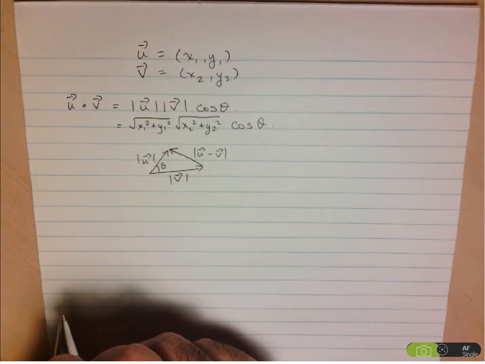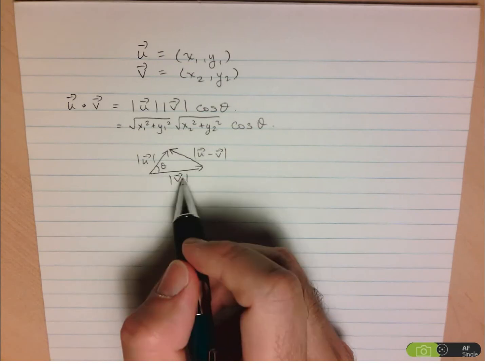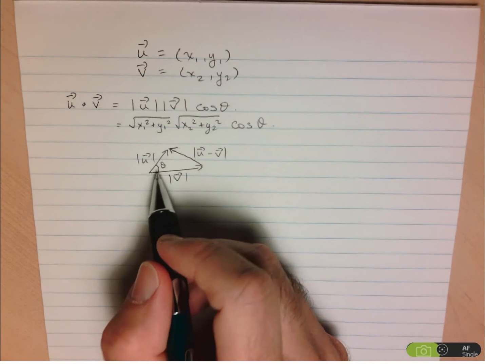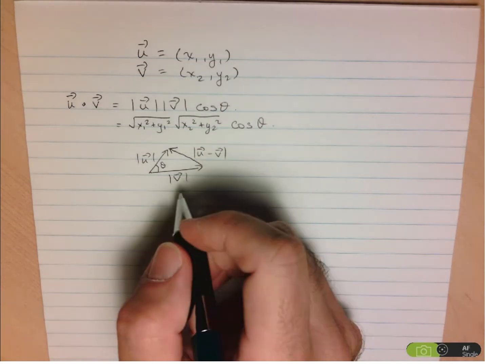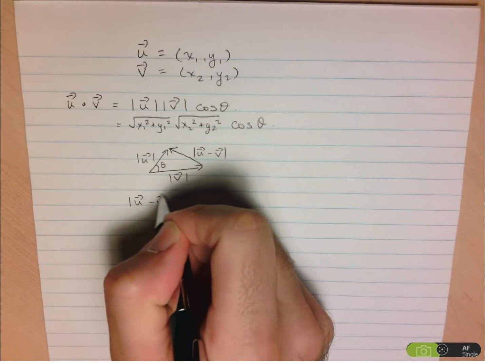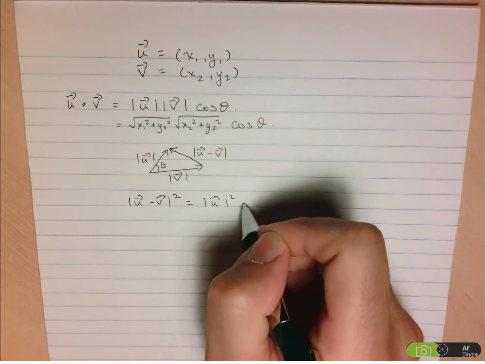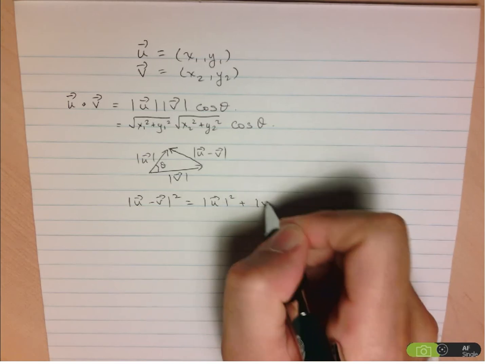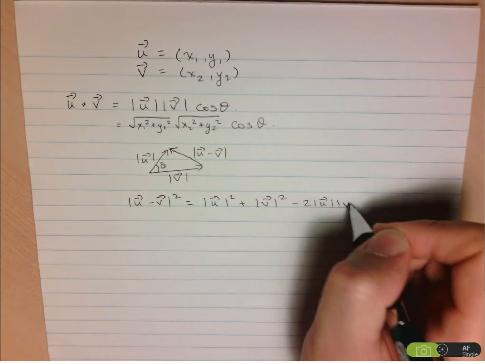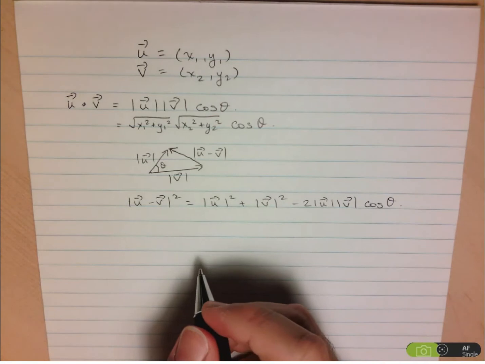Okay, so here we've got information about the three sides of the triangle, and we want information about that angle. So here we're going to use the cosine law. So let's recall the cosine law. It's just the side opposite to the angle squared equals the sum of the squares of the two other sides, minus 2 times magnitude of u, magnitude of v, cosine of theta. Okay, so let's isolate cosine of theta here.